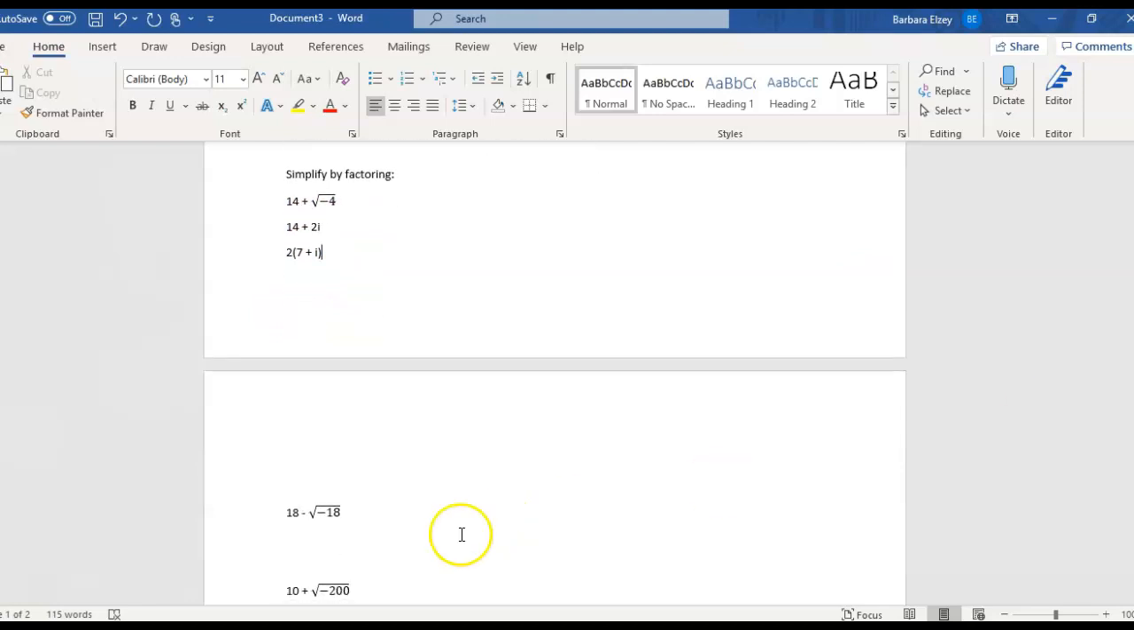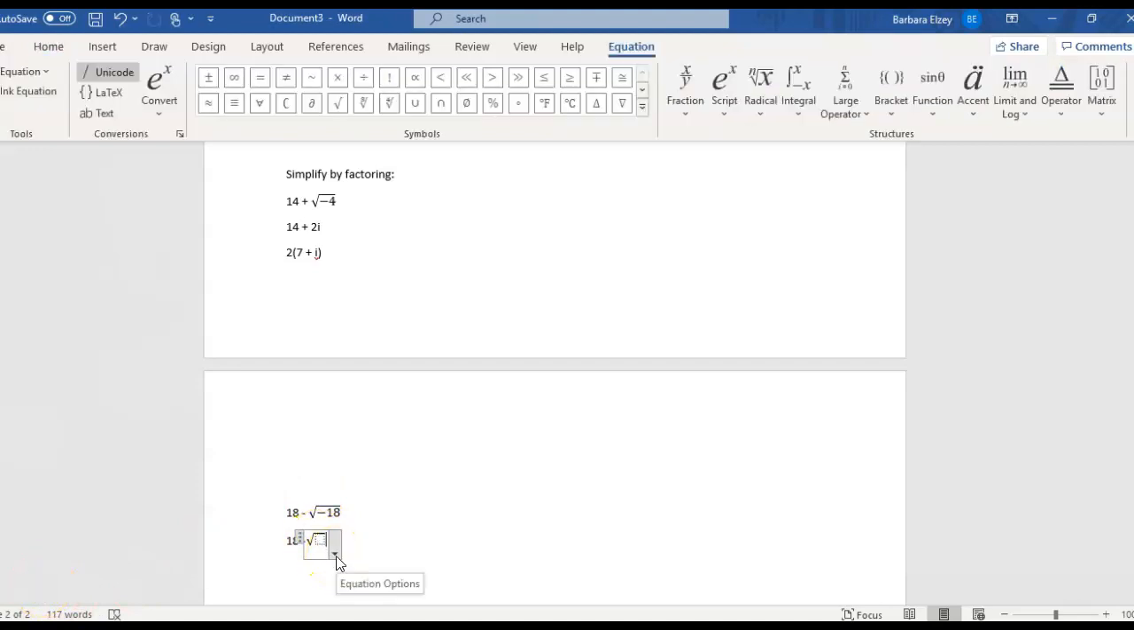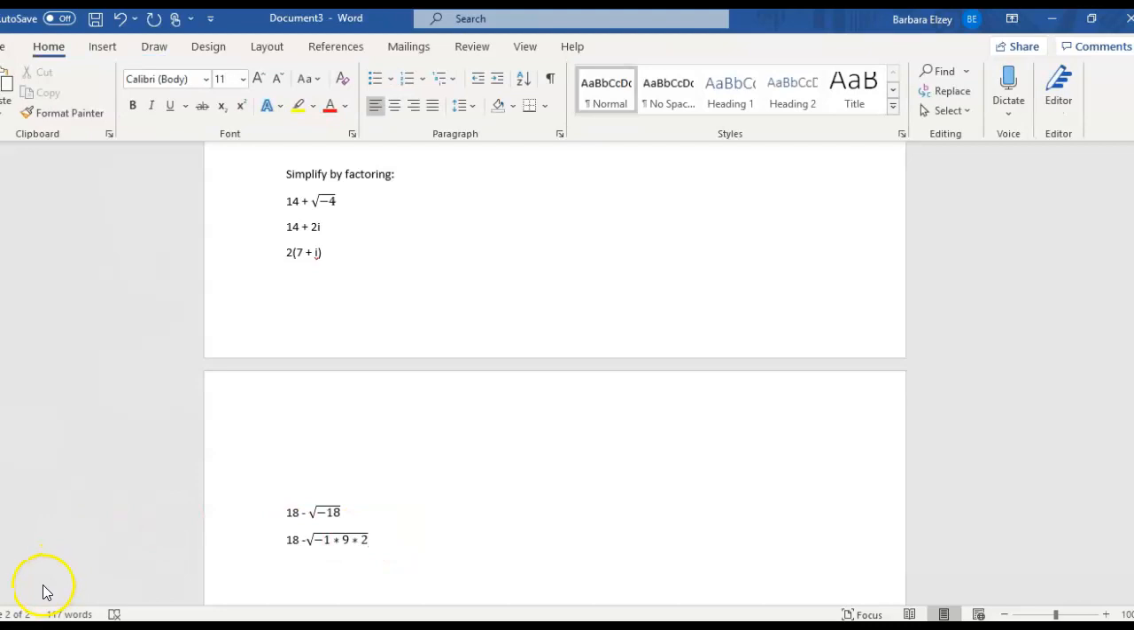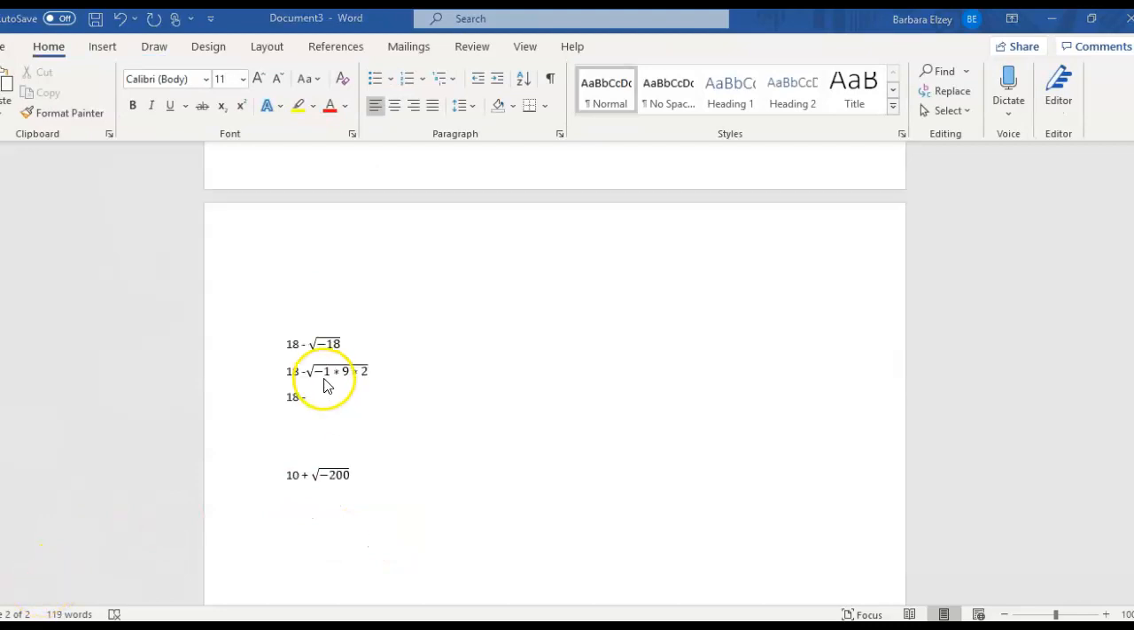All right, so let's do the same thing with this next one. Square root of negative 18, really, we can rewrite that as negative 1 times 9 times 2. And then let's break that down. Our square root of negative 1 is going to be i. Our 9 square root will be 3, so we'll have 3i, and then the 2 is going to stay in the radical.